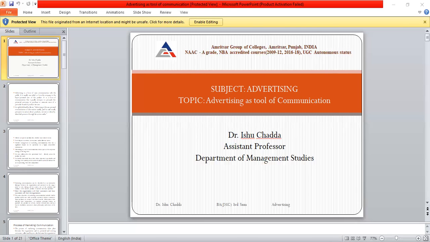There are two flows that basically affect your communication process. The first one is the external flow. The second one is the internal flow.